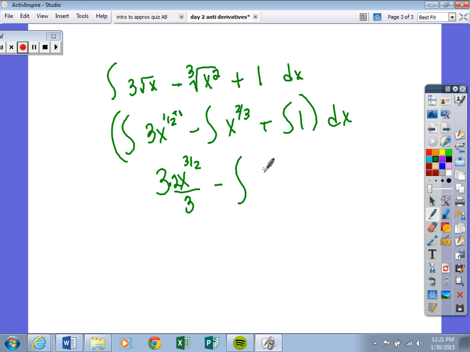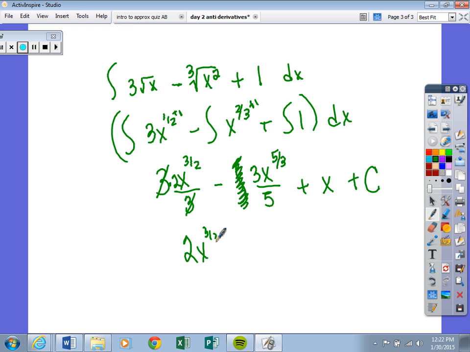Minus, for this one, if I add 1 to 2/3, that becomes 5/3. And instead of putting this over 5/3, I'm going to multiply by 3/5. And there is no integral sign anymore, sorry about that. Plus, the integral of 1 is just an x plus a c. Now, if any of this simplifies, simplify it, otherwise you're done. This, I'm done, I'm done, I'm done. Right here, though, these 3's can cancel. So it looks like final answer 2x to the 3 halves minus 3/5 x to the 5/3, and then plus x plus c. So I would write my final answer like that.